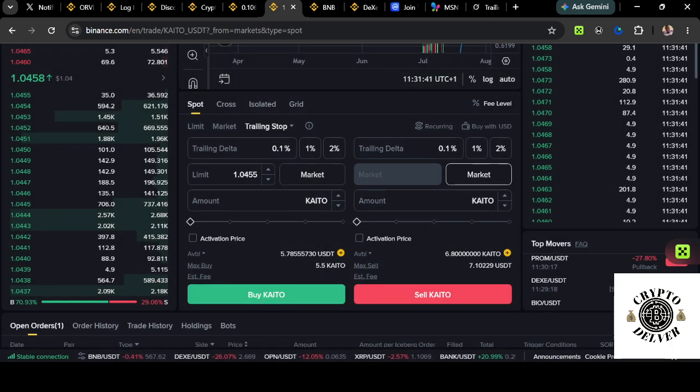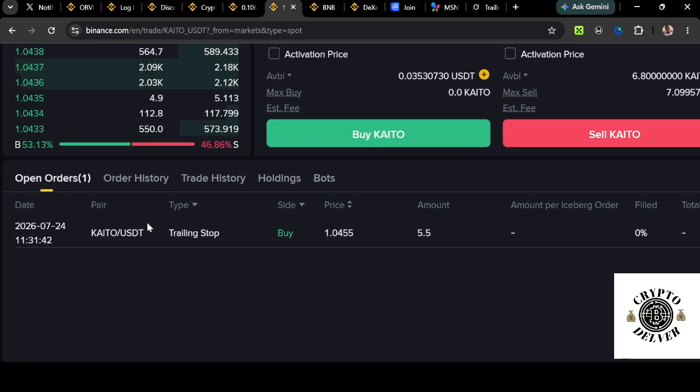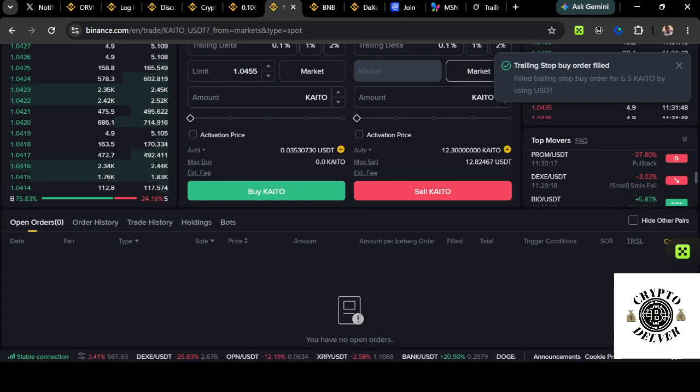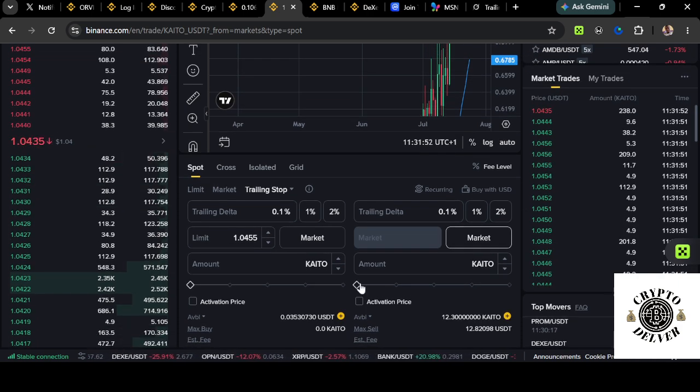Now I can just place a buy. As you can see down here, it's already placed. Oh, it has filled, so you can see it has disappeared. So the order has just been filled, and the same thing applies if you want to sell.